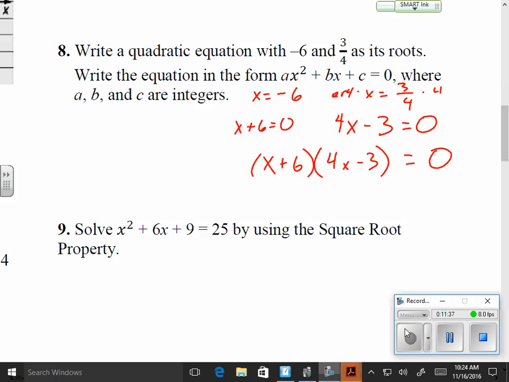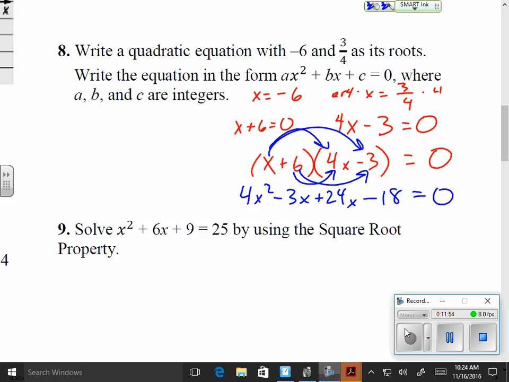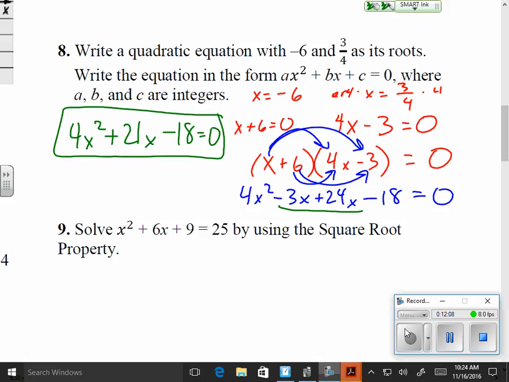And then when I FOIL, I get 4x squared minus 3x plus 24x, 3 times 6 is 18, minus 18 equals 0. And now all I need to do is combine my middle two terms together, and I get 4x squared plus 21x minus 18 equals 0. And I have integers.